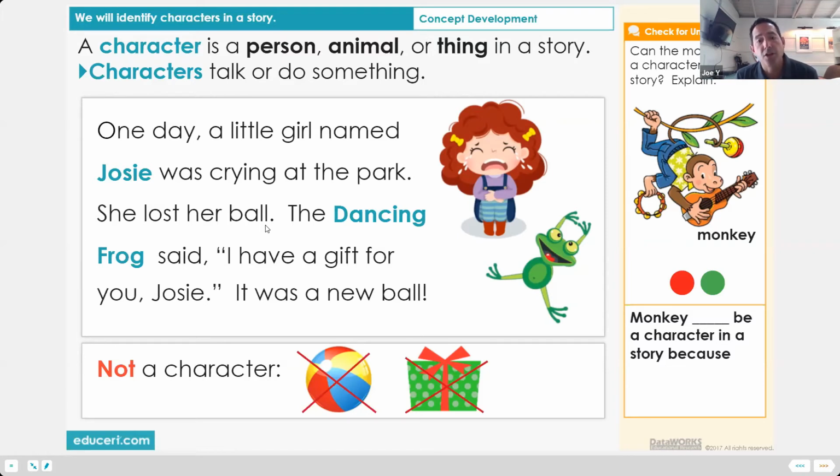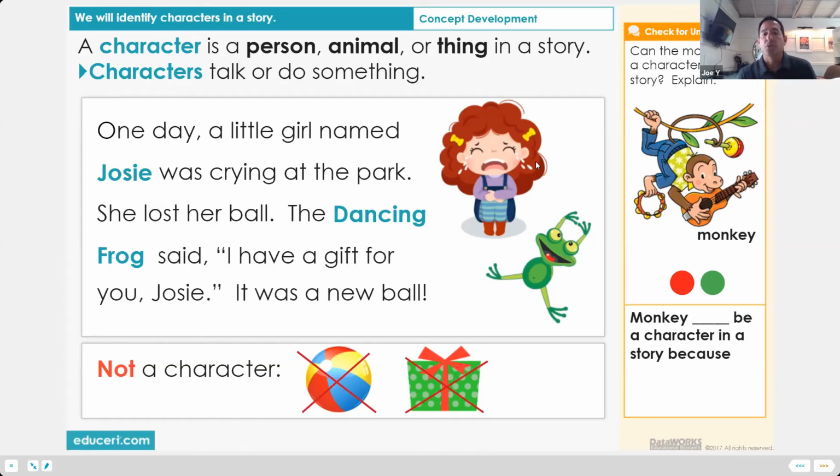You have to be clear with non-examples because students, of course, in kindergarten and first grade, might think, wait a second, a ball bounces. I can kick the ball. Well, no, it has to do something that a person does, so they don't have a misconception. Not a character, a gift. It is a thing, but it never talks and never does anything that a person does. That's why that's not a character.